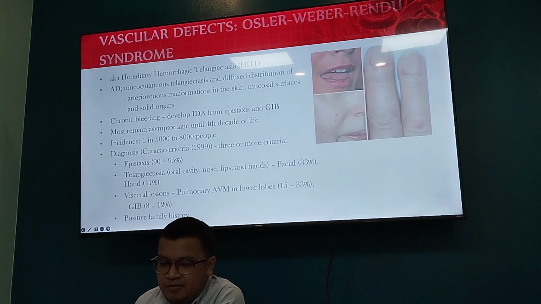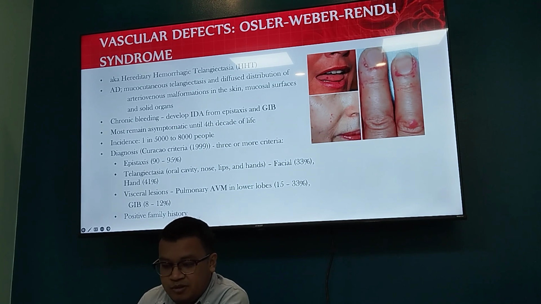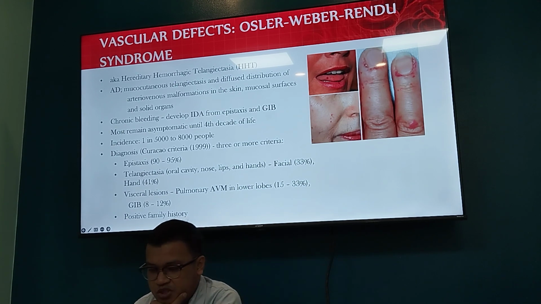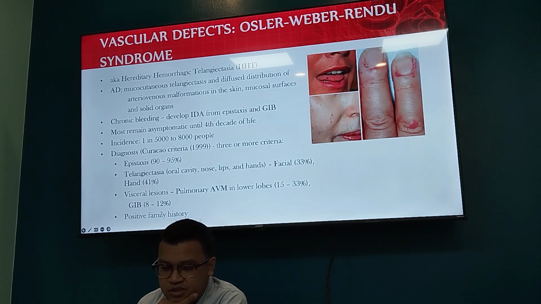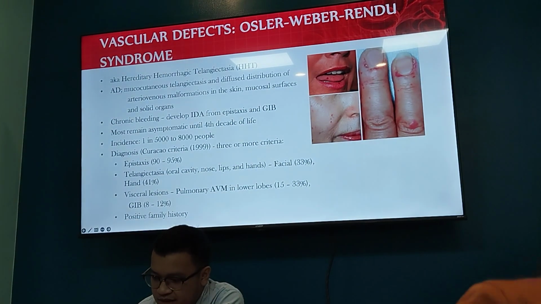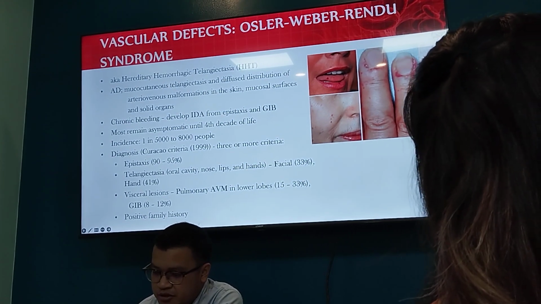So hereditary hemorrhagic telangiectasia is another name for the Osler-Weber-Rendu syndrome. It is a rare autosomal dominant pathology that leads to mucocutaneous telangiectasia and diffuse distribution of AV malformation in the skin, mucosal surfaces, and solid organs. These patients can develop iron deficiency anemia from epistaxis and gastrointestinal bleeding. Most of the patients remain asymptomatic, and it becomes apparent in the 4th decade of life, so during the 30s.